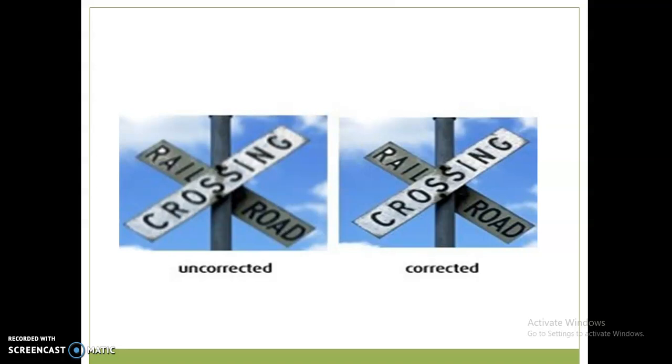This is the difference between corrected and uncorrected astigmatism. It means that in any vision problem where there is a blurred image, while we are using the appropriate glasses, the image will be more clear.